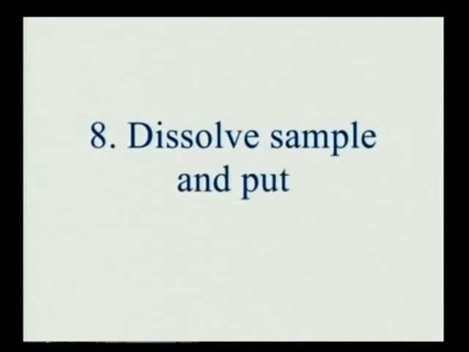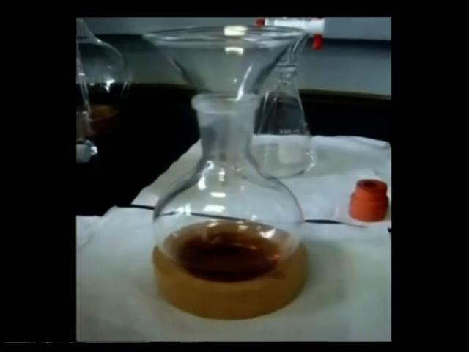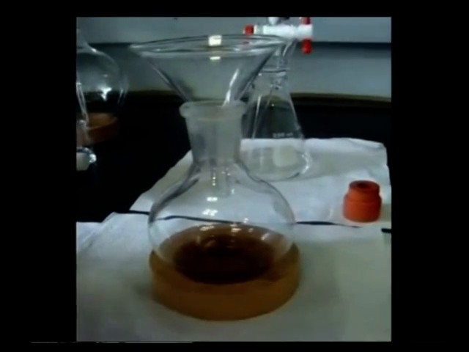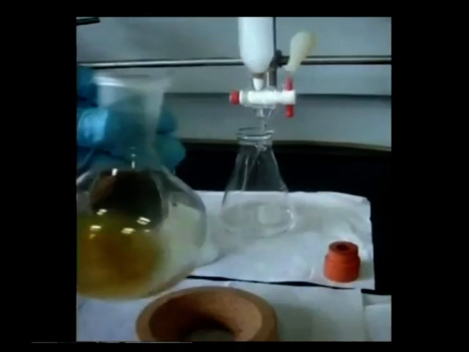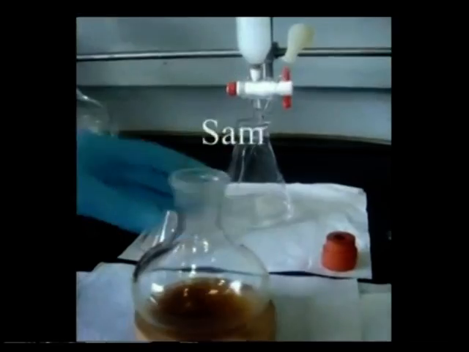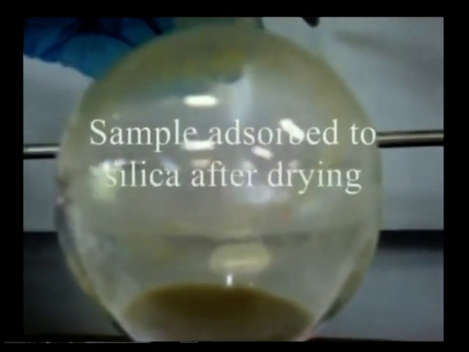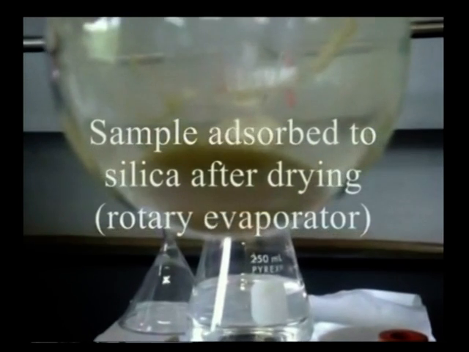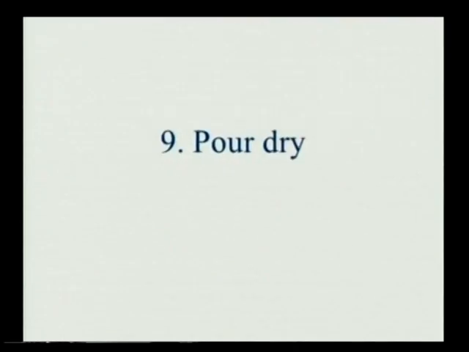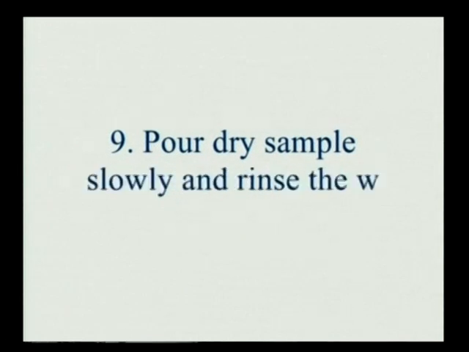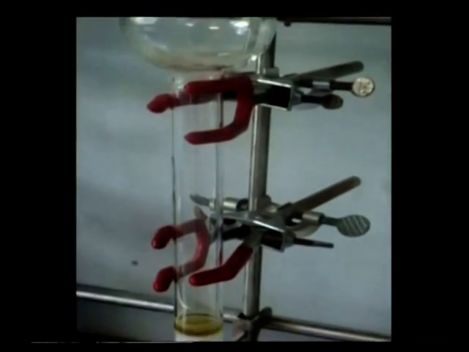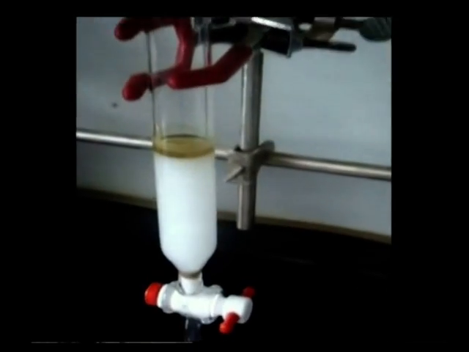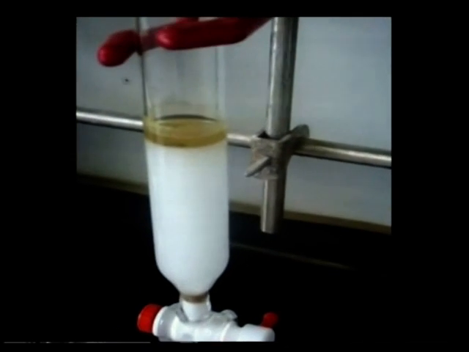Now we have to do the sample loading. The mostly used packing is wet packing. We have to dissolve the sample in an organic solvent and then pour it into the column. The sample is adsorbed to the silica after rotary evaporation. Pour the dry sample and rinse the wall after pouring the sample, because no sample should be left on the walls of the column. This is a sample showing you.